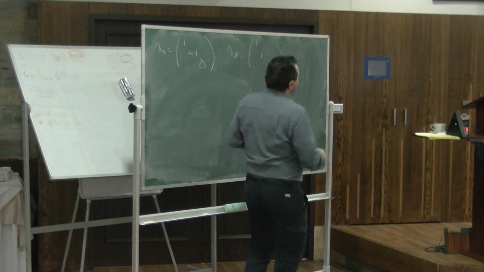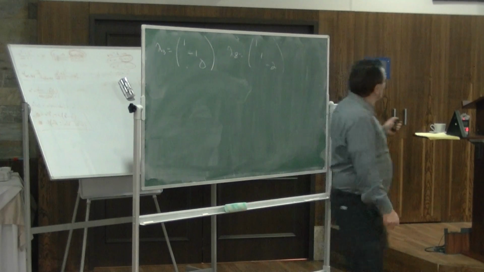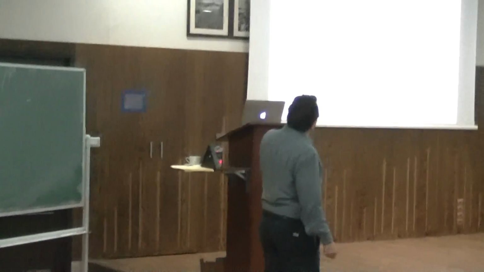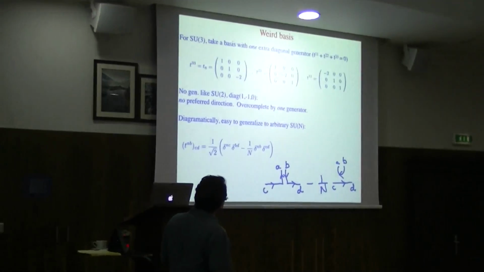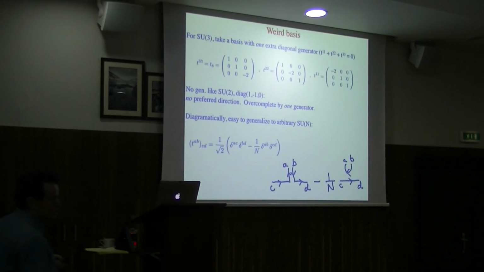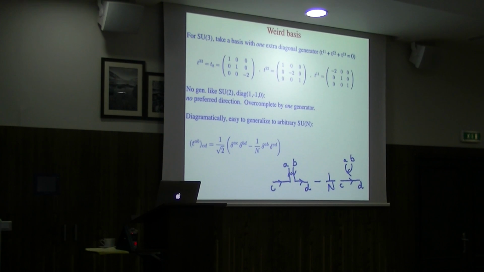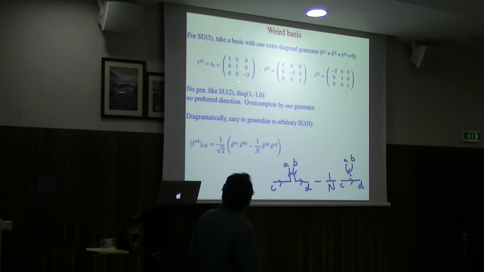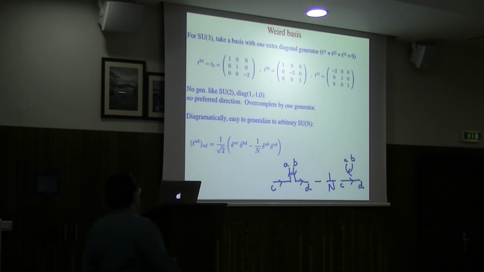Instead, what I'm going to do is take this 1, 1, minus 2, and then shuffle that minus 2 into all the 3 possible places. So instead of having 2 diagonal generators, I'm going to have 3. And it's clear to see that it's overcomplete, because if I take this plus this plus this, I'm going to get the same thing. So I can certainly do that.